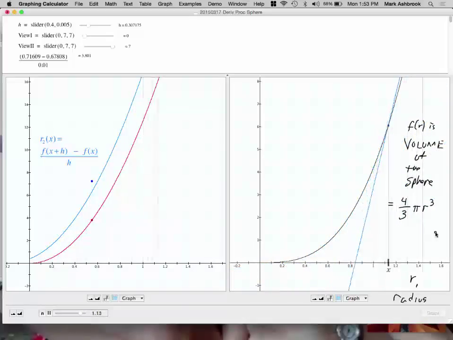So this is the accumulation graph. 4/3 pi r cubed is our accumulation graph. And that red curve over there, that's what we want. So what is the rate of change of volume of a sphere with respect to its radius? Well, we have the first step in getting that. We have our rate of change function, f of x plus h minus f of x over h. That's the key to figuring out the function that gives us the rate of change of volume with respect to radius. So let's explore that a little bit.